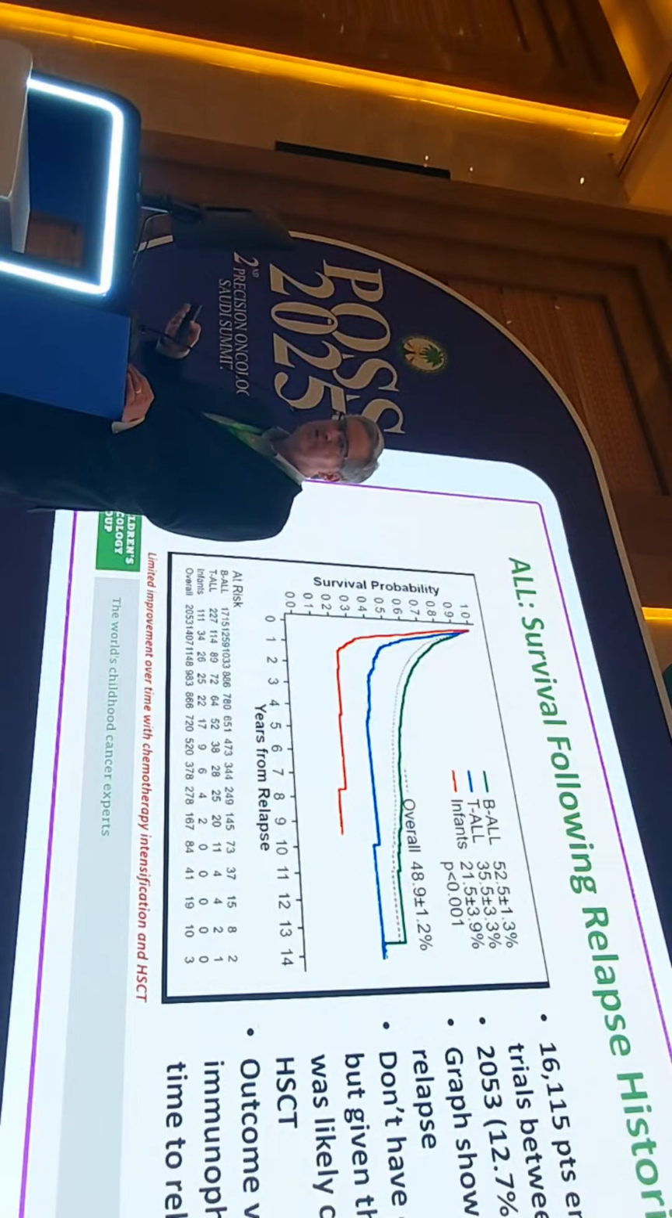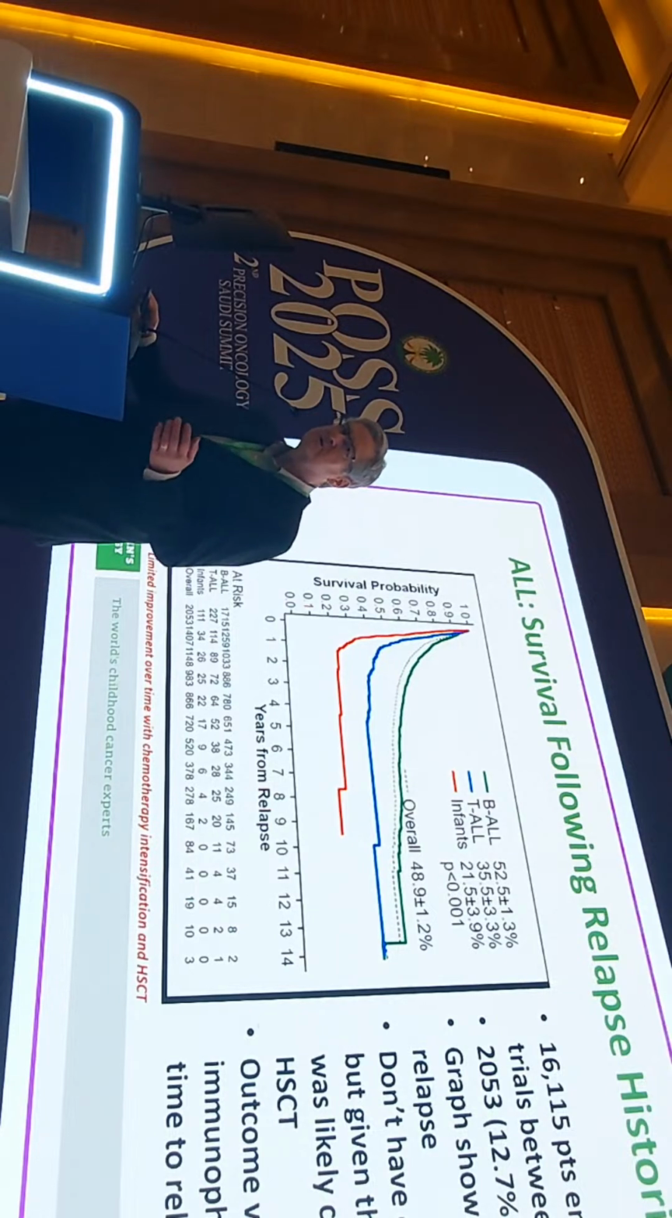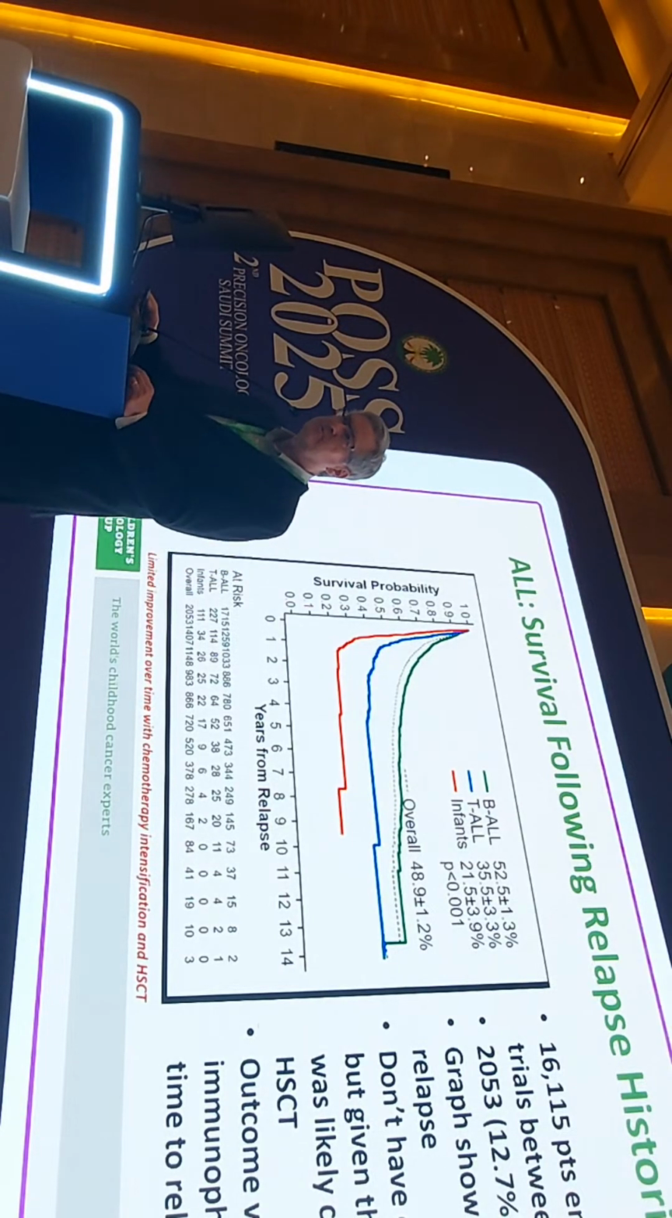Now, we don't know the exact details of the therapy they received, but given the era, it was most likely chemotherapy with or without allogeneic stem cell transplant. And here you can see that overall, slightly less than half are long-term survivors, somewhat better for late-age ALL than teen-age ALL, and much worse for infants with ALL.